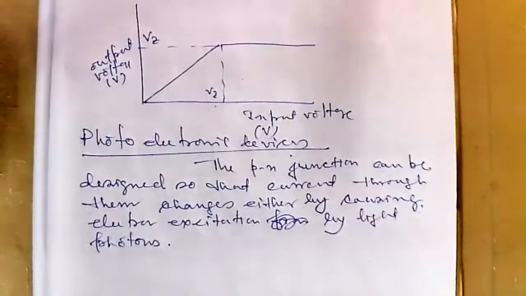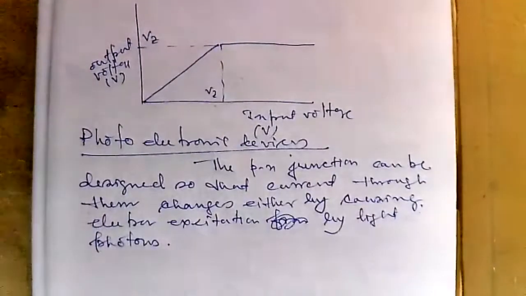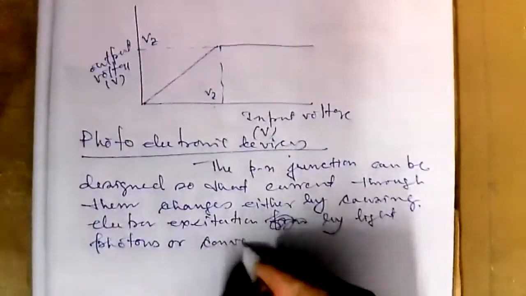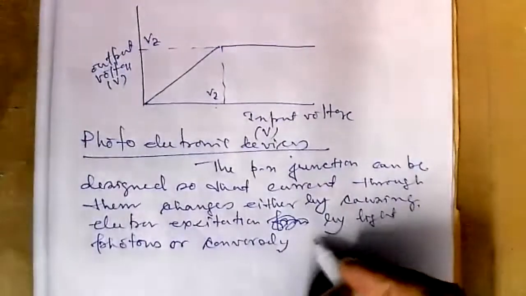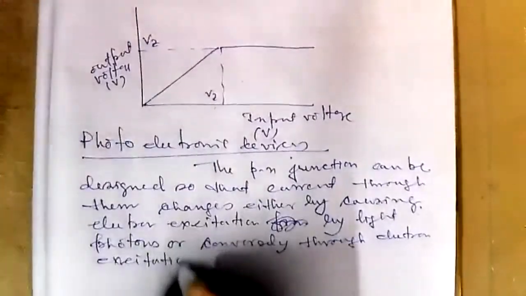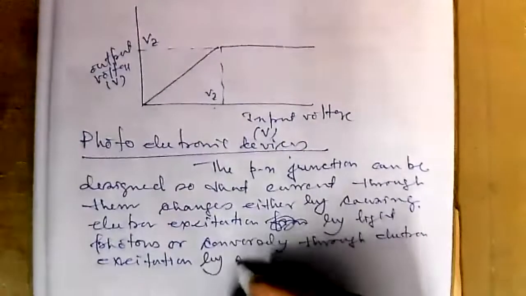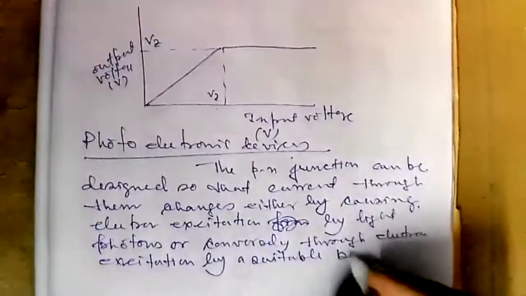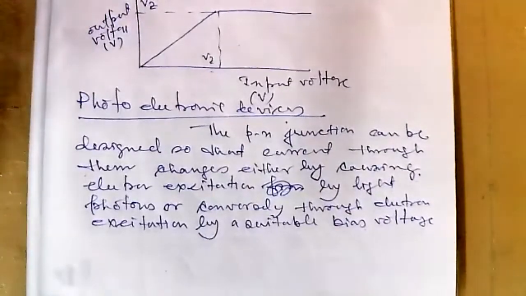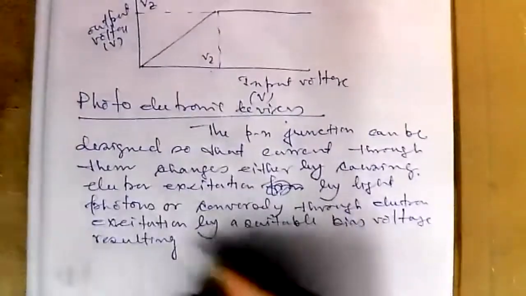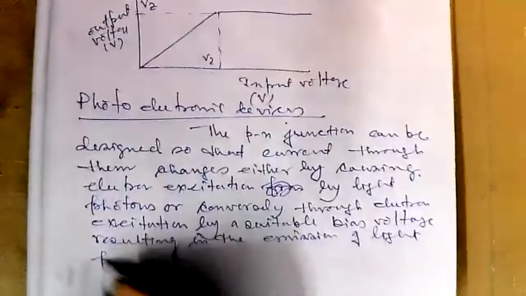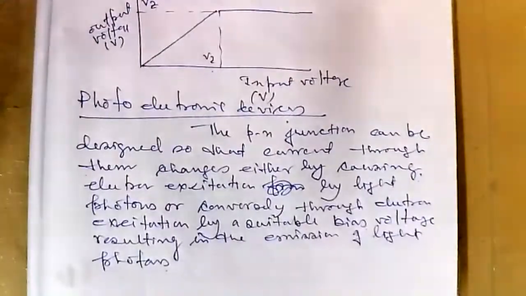Electron excitation means exciting electrons from valence band to conduction band, or conversely through electron excitation by switchable bias voltage, resulting in the emission of light photons. That is the light emitting diodes.